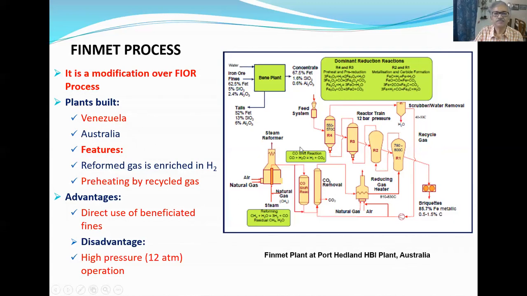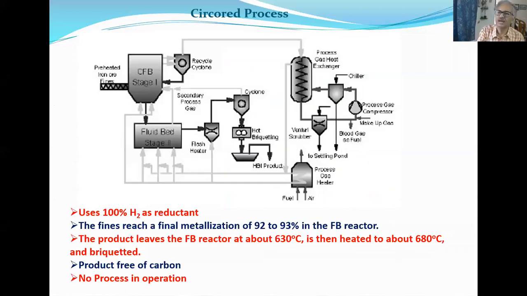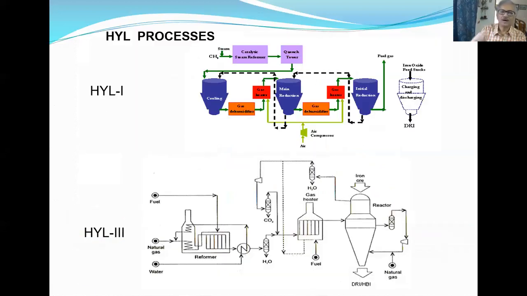So, and this is another fluid bed reactor. There is a circular process here. 100% hydrogen is given, and with hydrogen, as I said, you can produce the hot metal. This is at a much lower temperature. So that is the advantage. But this process is also not in use. Okay. So now the shaft furnace-based process.